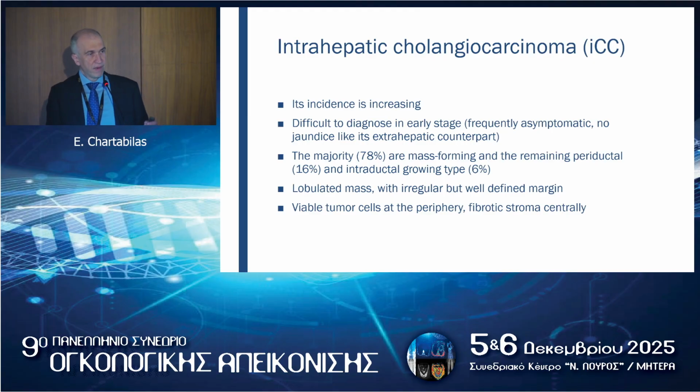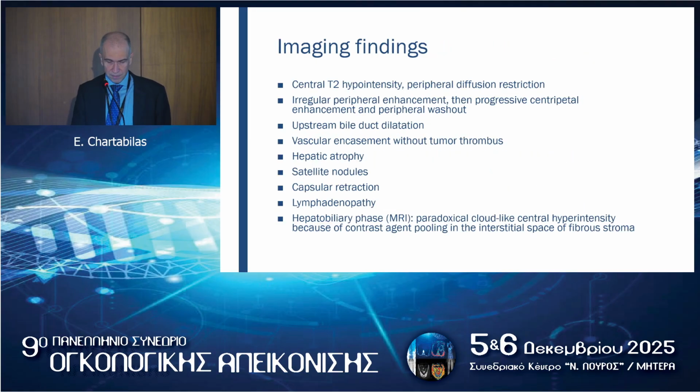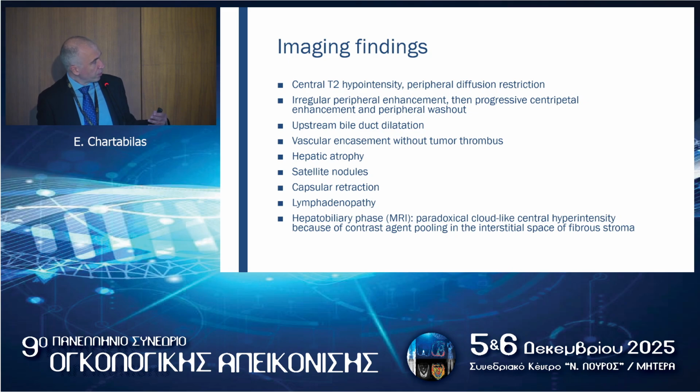And as you all know, the viable tumor cells are located at the periphery, and the fibrotic stroma is seen centrally. Now, the imaging findings mirror the histology. So we have the central T2 hypointensity, which is the fibrostroma, and peripheral diffusion restriction, because the tumor cells are packed in the periphery. They are vascularized, so we have initially peripheral enhancement, but the contrast has no extracellular space. Then it washes towards the center, where there's a large pool due to the extracellular matrix, and then we have centripetal enhancement.